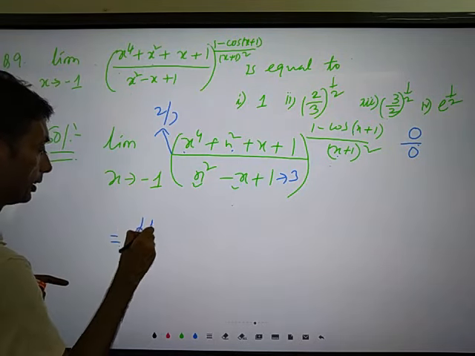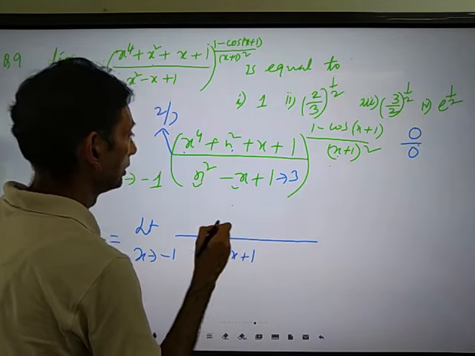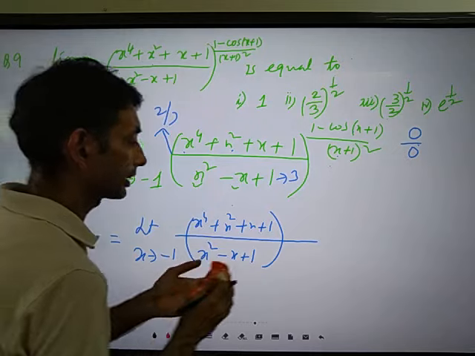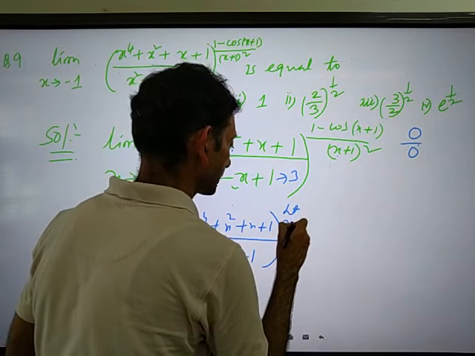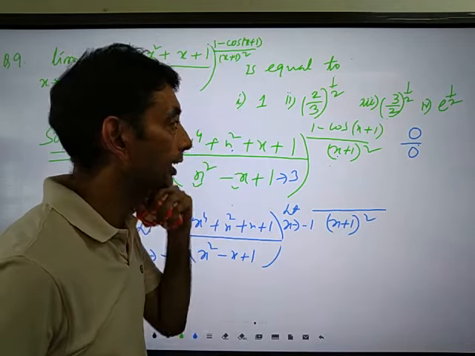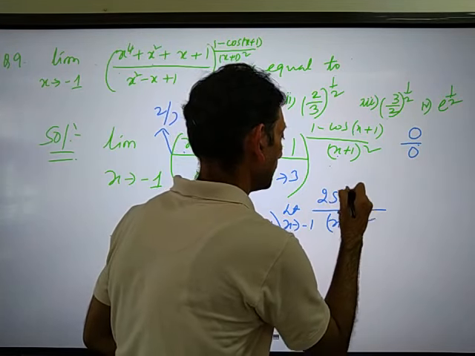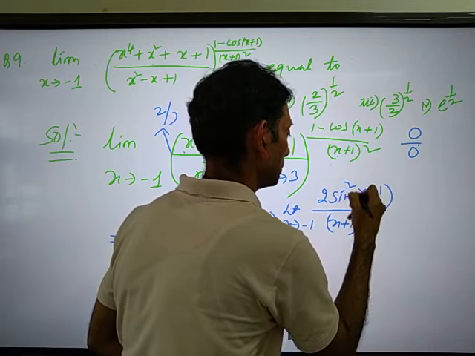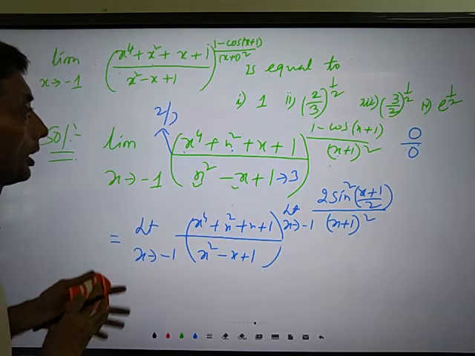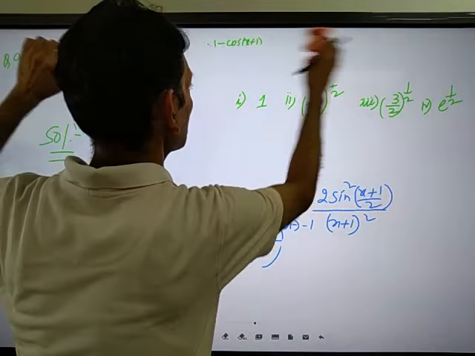Okay. Well, just take limit x tends to minus 1. This is x squared minus x plus 1. This is x to the power 4 plus x squared plus x plus 1. Then you can take limit on this, limit x tends to minus 1, this is (x plus 1)^2. Okay, so we'll just use the formula 1 minus cos(x plus 1) is 2 sine squared((x plus 1) by 2). So we are using the formula trying to remove the 0 by 0 form, that's all. Okay, so let's move to the next steps. These are the options.